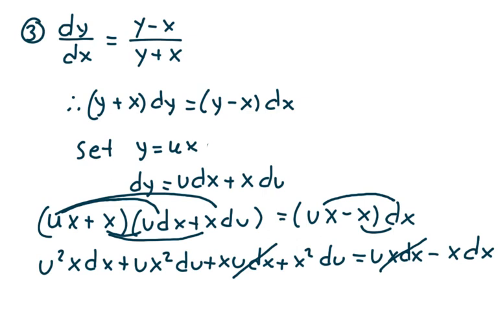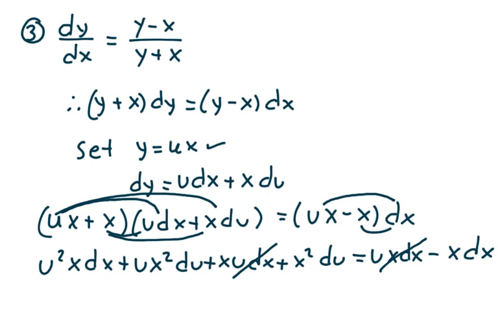In example 3, we have dy dx is equal to y minus x over y plus x. Rewriting this differential equation, we get the quantity y plus x dy is equal to the quantity y minus x dx. And just like in the first two examples, I'm going to set y equal to u times x. dy is u dx plus x du. Making my substitution, I get the quantity ux plus x times the quantity u dx plus x du is equal to the quantity ux minus x dx.